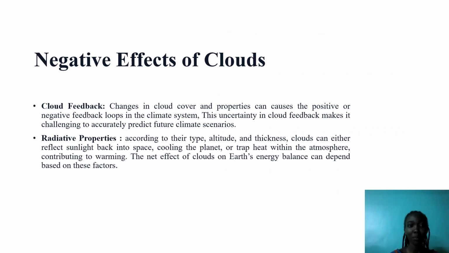As my group members said, I'm here to continue about the negative effects of clouds. The first effect is called feedback. Changes in cloud cover and properties can cause positive or negative feedback loops in climate change. This uncertainty in cloud feedback makes it challenging to predict future climate scenarios.